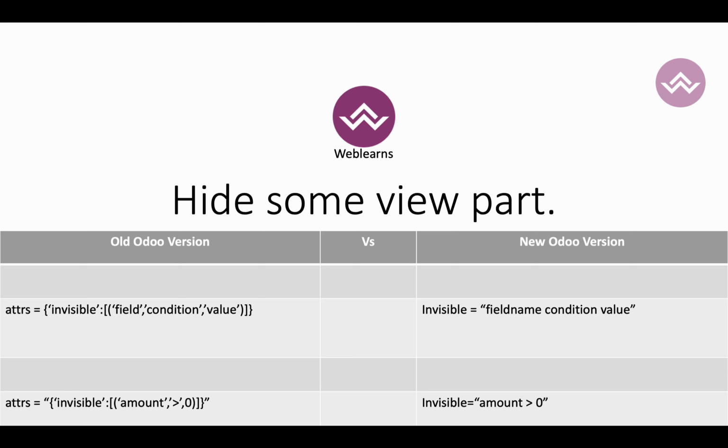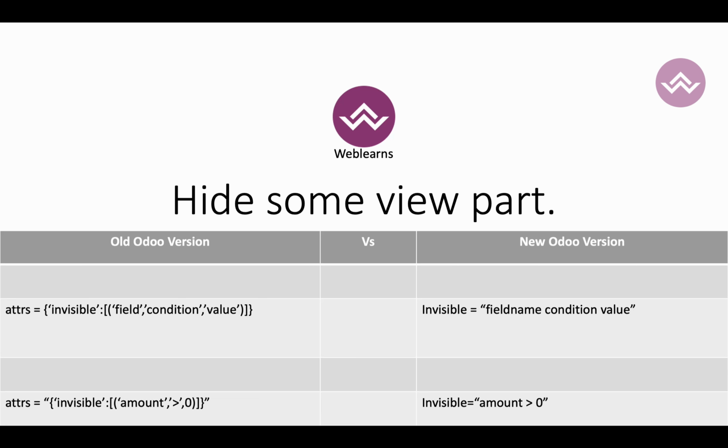Here, let's say you want to hide some view part based on a condition. How can we implement it in Odoo? If you are working on a version of Odoo below 16, then the left side would be useful, and if you are working on Odoo 17 or 18, or the upcoming latest versions, then you have to follow the right side.